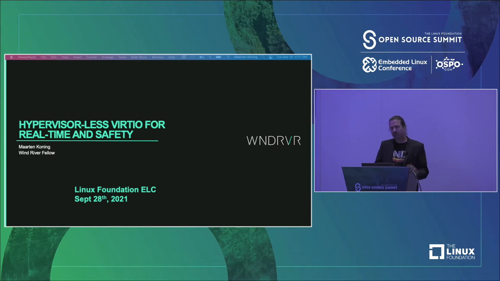And so we'll start with that broad context, and then we'll go a little bit deep on some proposed partitioning technologies that can leverage virtio, hypervisor-less virtio in particular, which we think is quite interesting for assembling multiple CPU clusters into collaboration fabrics within the SoC.